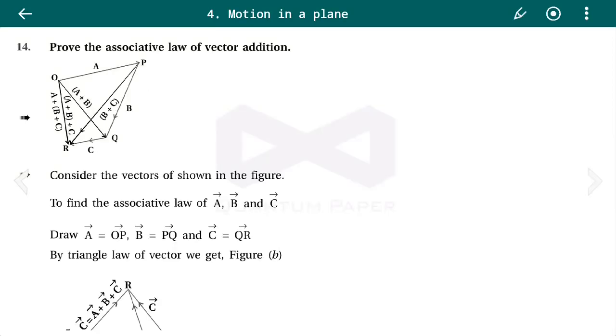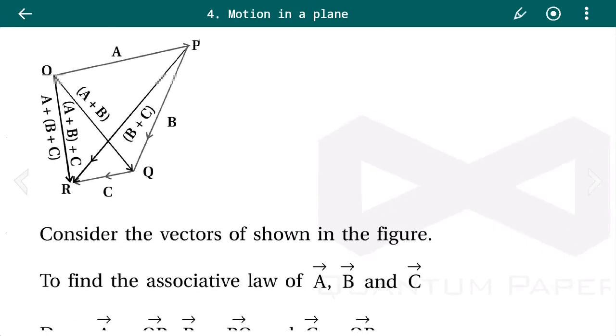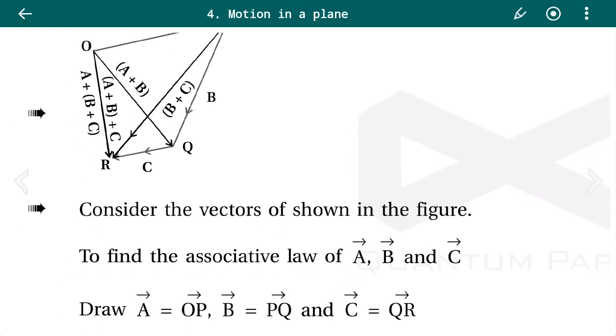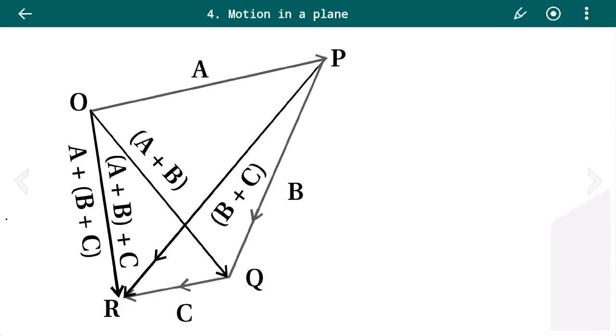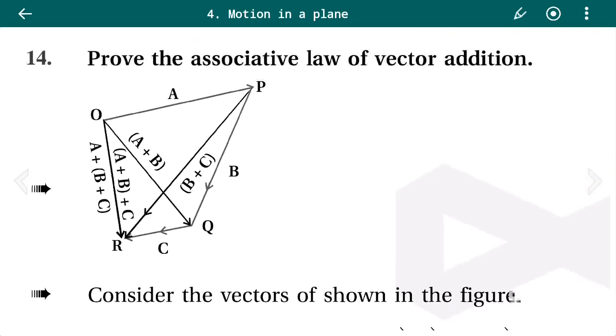Now let us see the associative law of vector addition. Prove the associative law of vector addition. Consider the vectors as shown in the figure, to prove the associative law for vector A, vector B and vector C. As you can see over here, we have taken three vectors: vector A, that is OP vector, vector B, that is PQ vector, and vector C, that is QR vector.